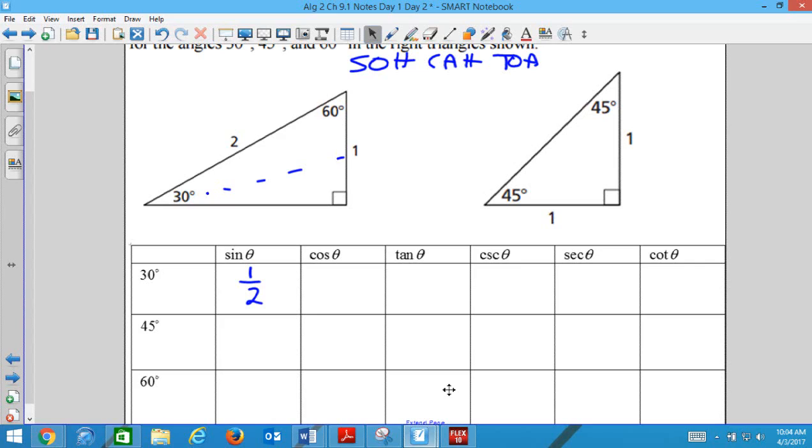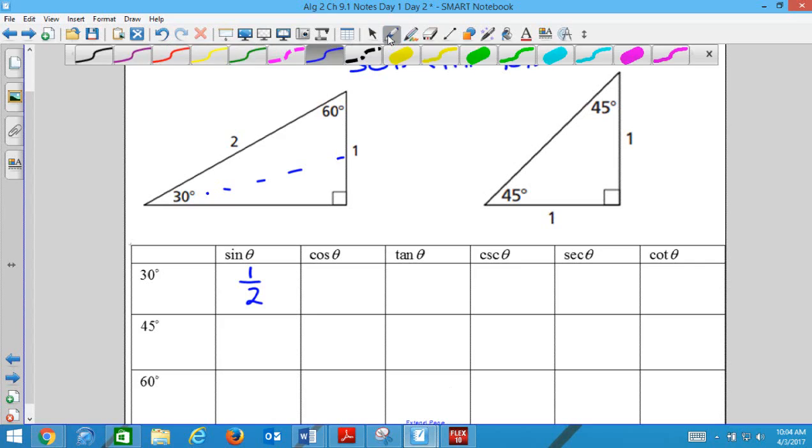I think that deserves some pain. Sine of 30 degrees. Yeah. What's sine of 30 degrees? 1/2. Okay. Now, we're going to find the cosine of 30 degrees.